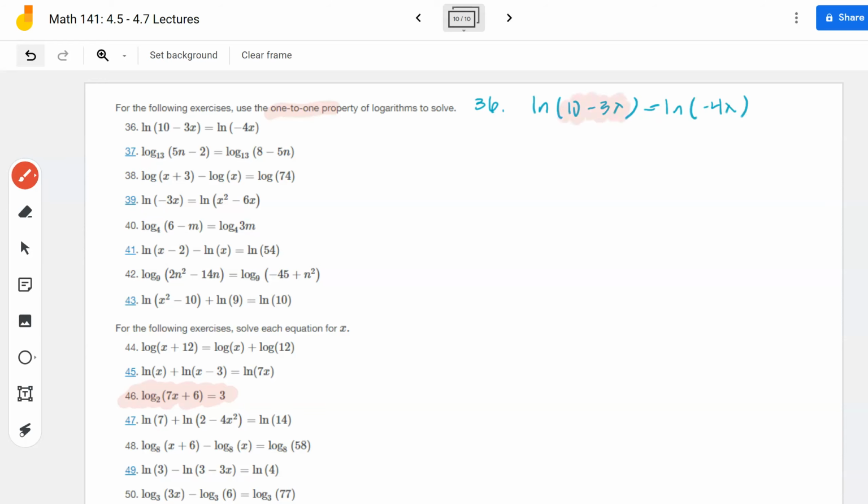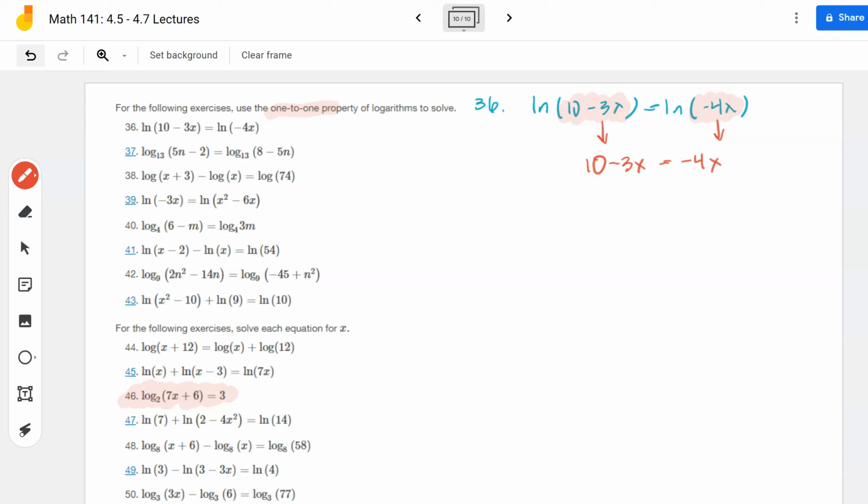So we can recognize that since ln, or all logarithms, are one-to-one functions, if these two have the same output, they must have had the same input. So we can just set the two arguments equal to each other and solve. And I'm not even going to finish solving that equation because it bores me, frankly.